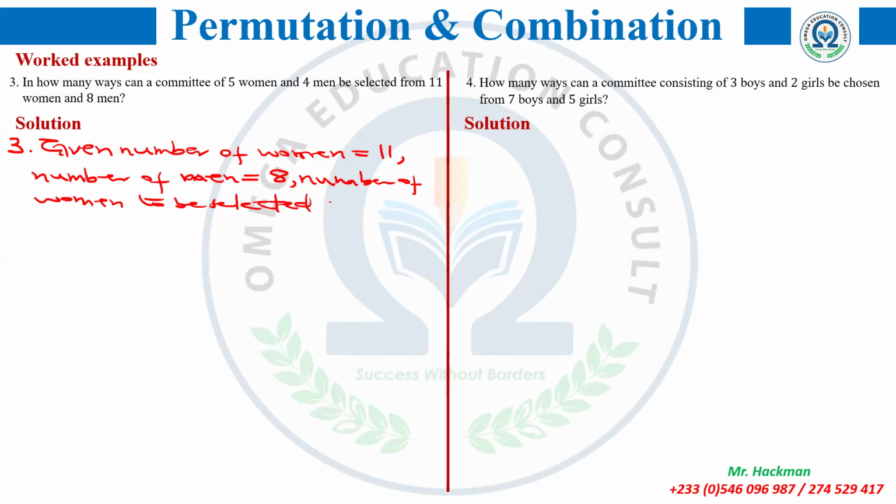So the number of women to be selected is what? 5. Is that not it? And the number of men to be selected? 4. Okay, men to be selected. And as I said, as you mature, you would write all this. Okay, and that will be equal to what? 4. All correct.